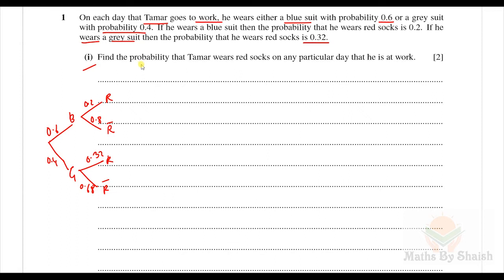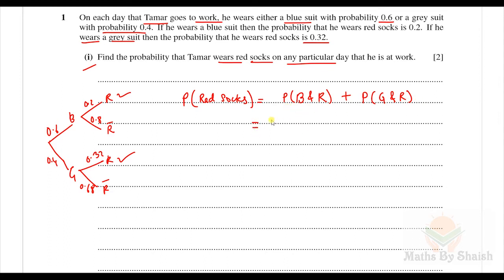The first one is to find the probability that Tamer wears red socks on any particular day that he is at work. So red socks will come by this branch or by this branch. So the probability that he wears red socks is either the probability of blue suit and red socks, or, meaning we are going to add, the probability that he wears a gray suit and red socks.